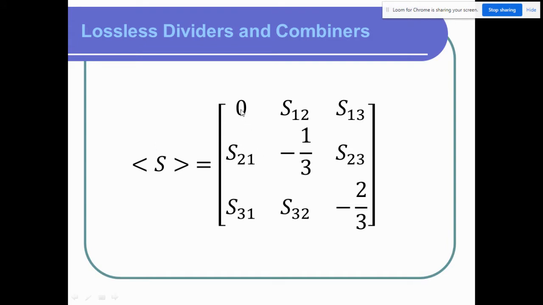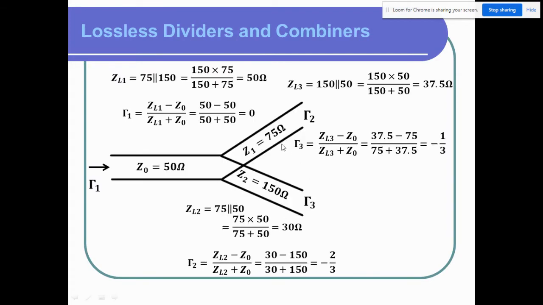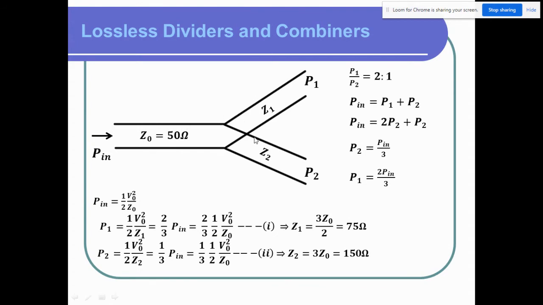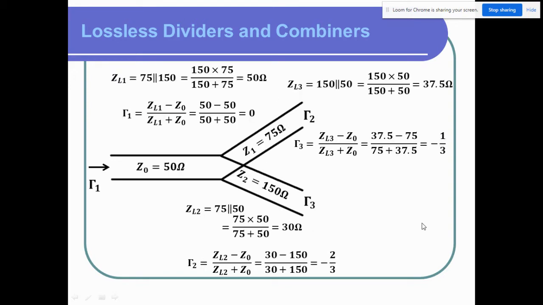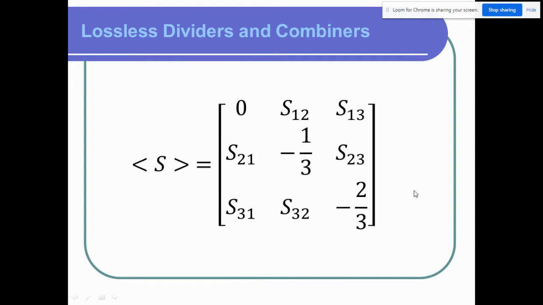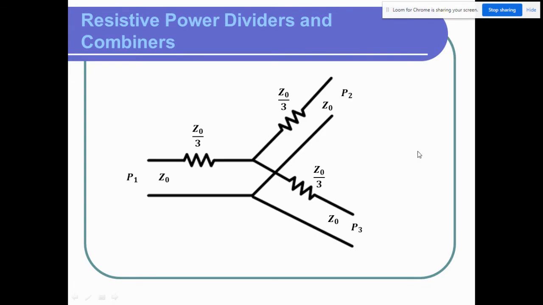Now to resolve this issue, to counter this problem, we need to change something here. In this one, this is the structure, this is the structure. We need to change something. We're going to put resistive loads here, different resistive loads here, and check what the effect is. Once we put resistive loads here, this lossless divider becomes a resistive power divider, which will look somewhat like this.